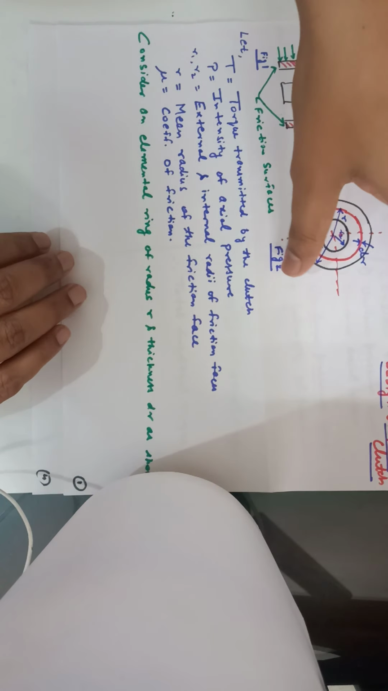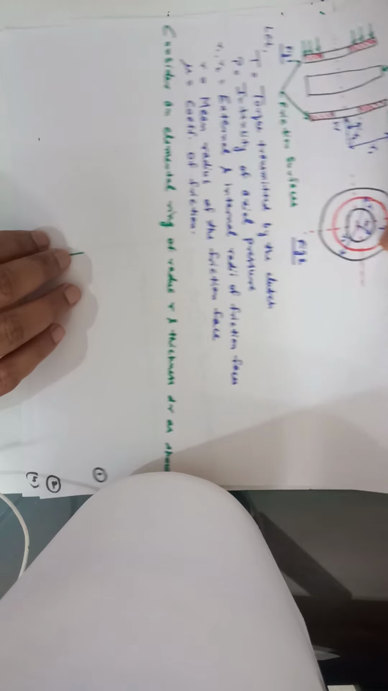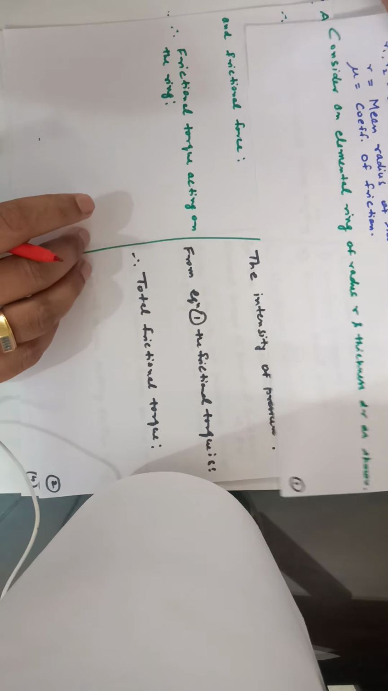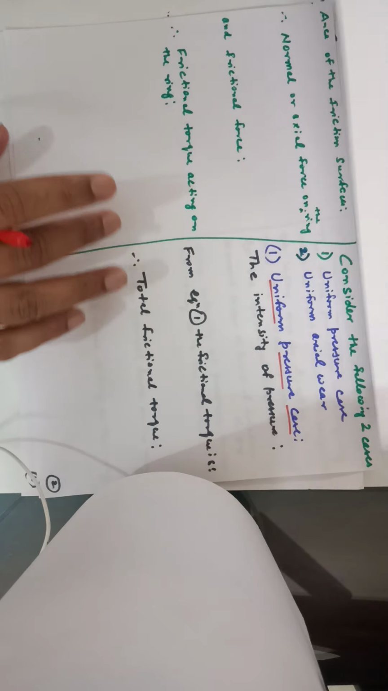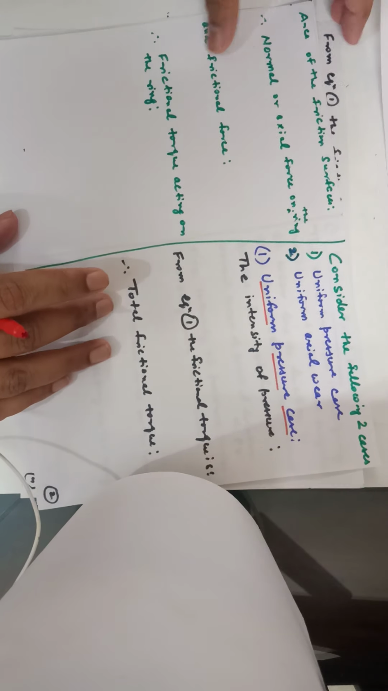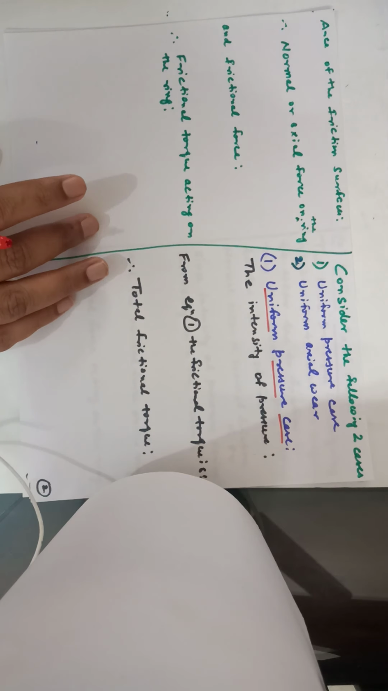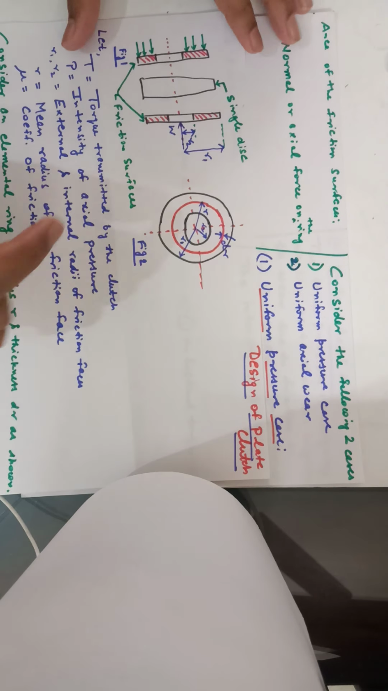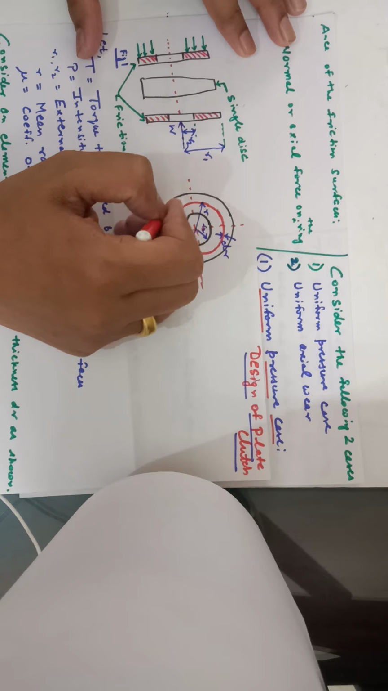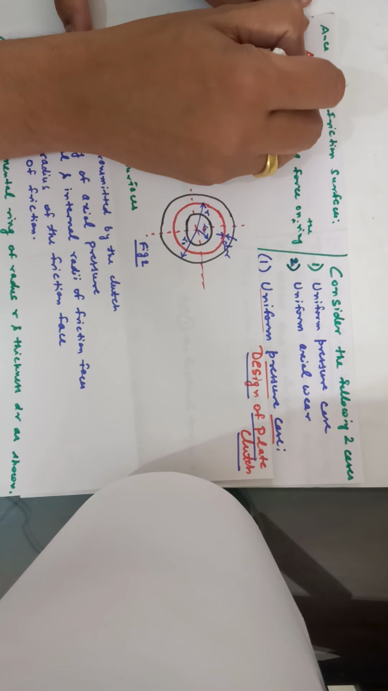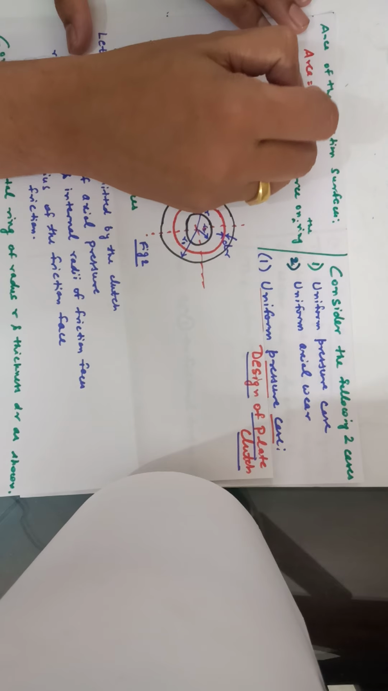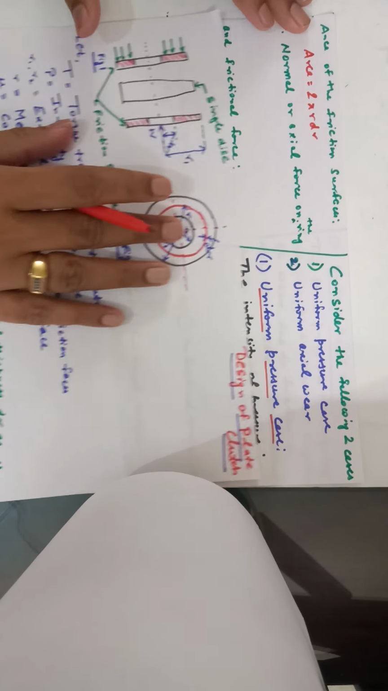Now in order to start the design, first of all we'll consider a small elemental ring of radius R, having thickness dr. So in this, first of all, the area of the friction surface, area is basically the circumference times thickness. So the area is given as area is equal to 2 pi r dr.